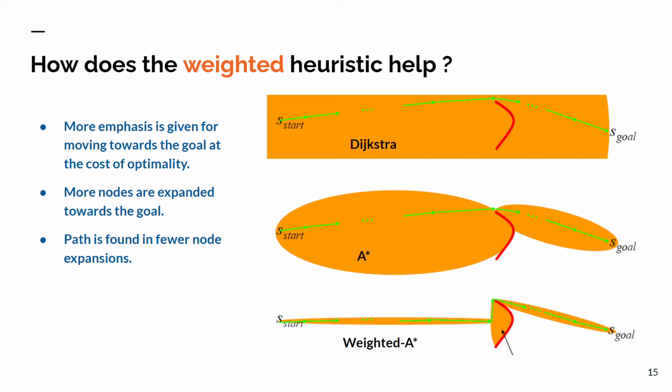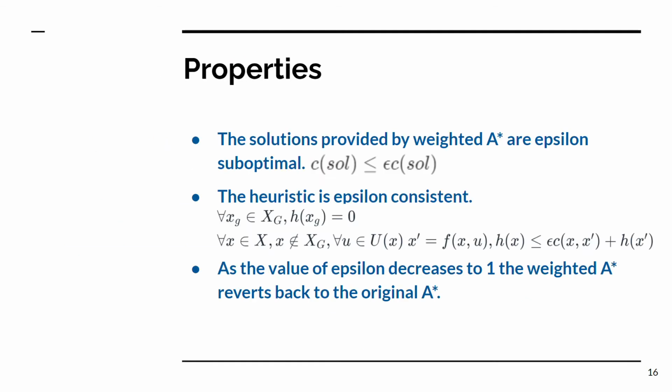An epsilon consistent heuristic will overestimate the actual cost by a factor of epsilon, which will in turn cause the final cost to be epsilon suboptimal. As we keep on decreasing the value of epsilon to 1, the weighted A star reverts back to the original A star algorithm.